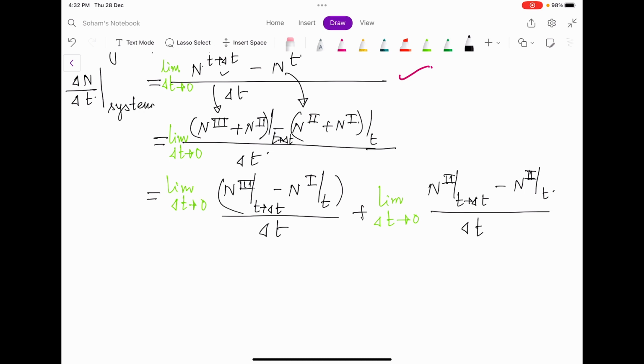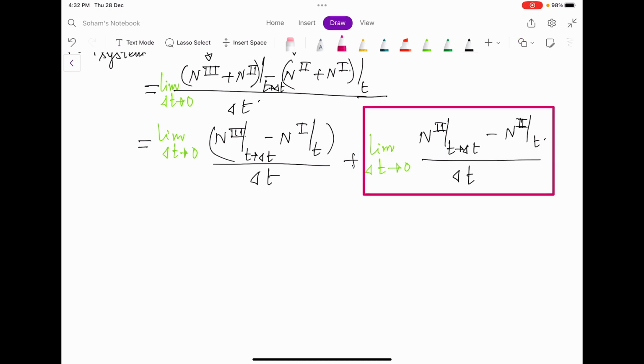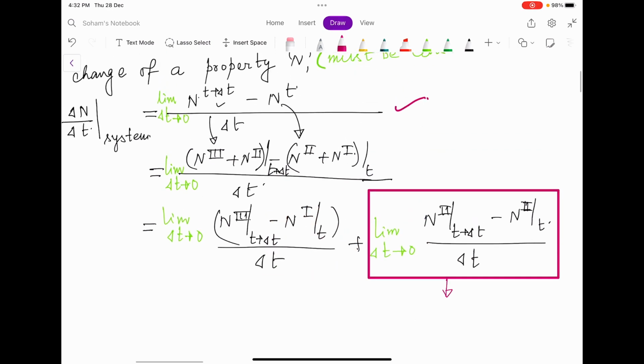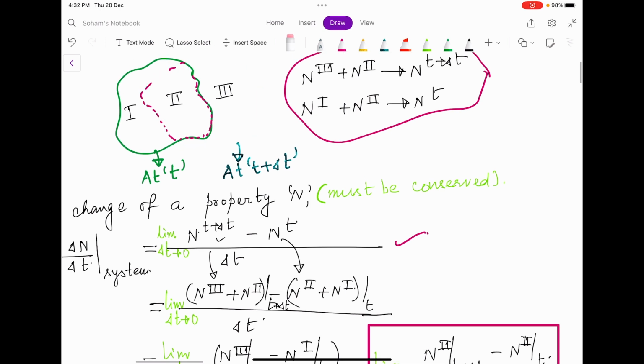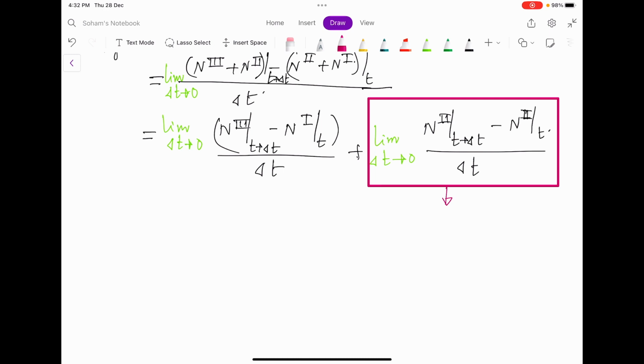Now what is this part? From the basic definition of calculus, this part is nothing but, since this 2 is denoting the CV, del N del t of 2, right? I'm writing here 2, and if I remove the 2 or not, this is in the CV, the control volume.